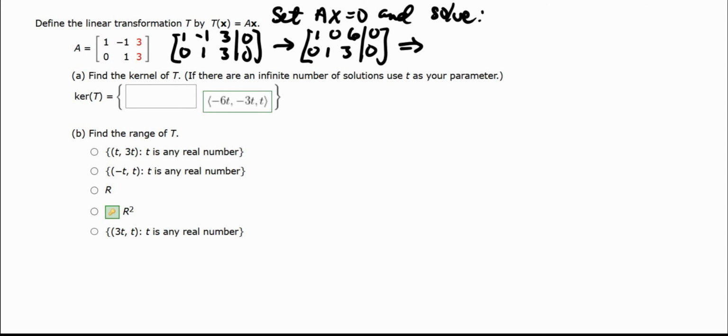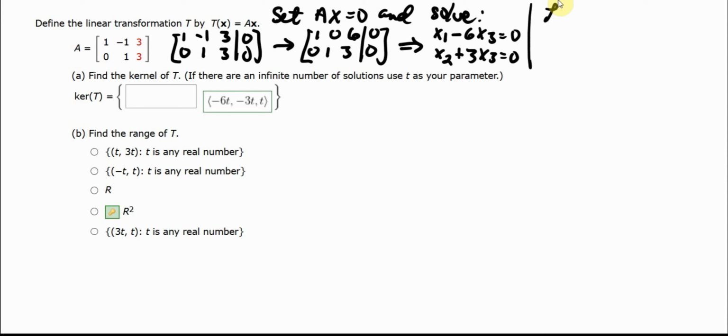Now you notice that it's lopsided. We have 3 columns, 2 rows. So you know you're going to have infinitely many solutions, right? We talked about it back in chapter 1: to determine if it's going to be infinitely many solutions, subtract the number of rows from the number of columns, and that tells you what the floating parameter is going to be. So we have x sub 1 minus 6 x sub 3 is equal to 0, x sub 2 plus 3 x sub 3 is equal to 0.